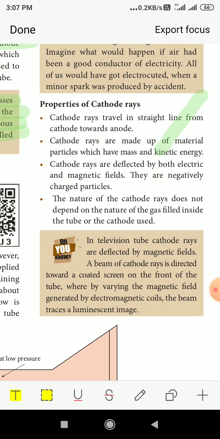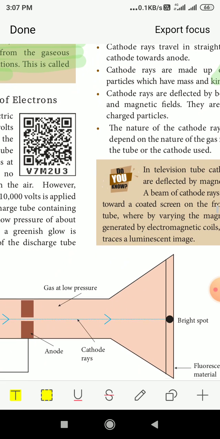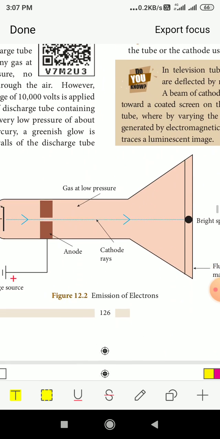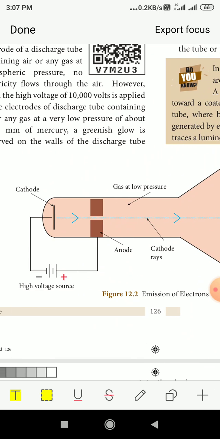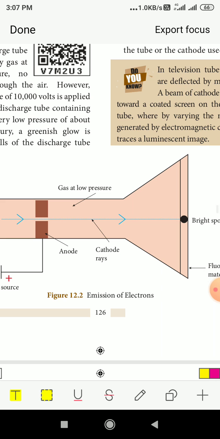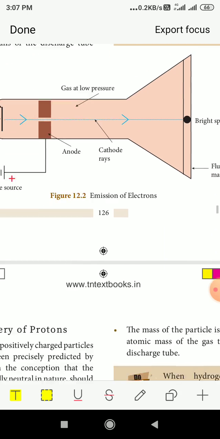Now, in a television tube, cathode rays are deflected by magnetic fields. A beam of cathode rays is directed towards the coated screen on the front of the tube, whereby, by varying the magnetic field generated by electromagnetic coils, the beam traces the luminescent image. So, in the back of the old TVs, you can see the projection where these cathode rays are, and from there only the images are transferred and come onto the front screen.